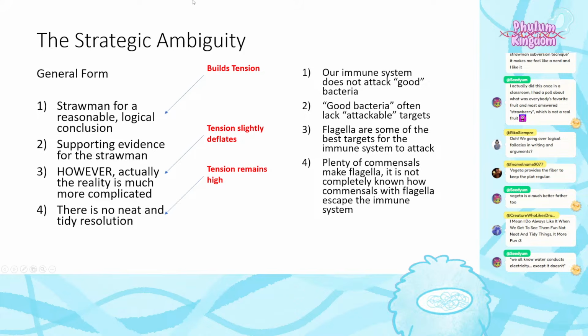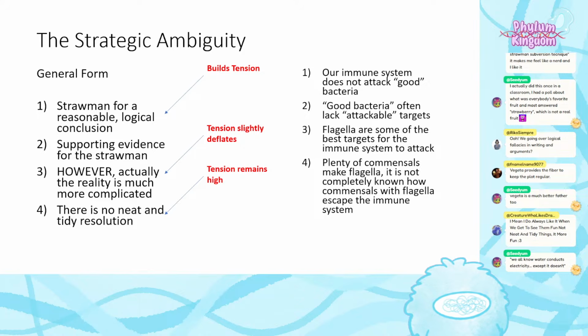Okay, so how do I do this? I did this in my video about the gut and the immune system. All right, so our immune system does not attack good bacteria. Good bacteria often lack attackable targets. Flagella are some of the best targets for the immune system to attack. Plenty of commensals make flagella, and it's not really known completely how commensals with flagella escape the immune system, right?